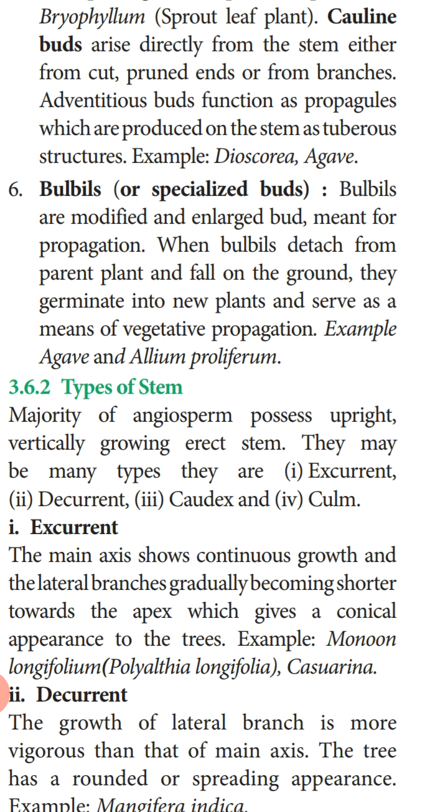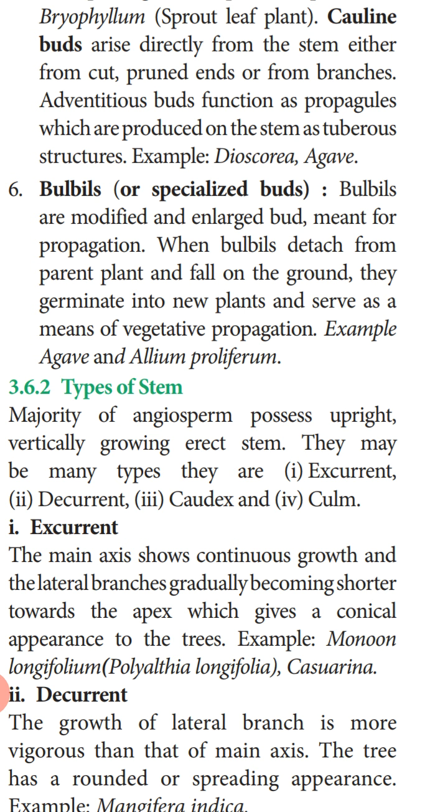Next are the bulbils. What are bulbils? They are multicellular bud-like structures present in the plant, which when detached from the plant develop into a new plant. Bulbils are modified and enlarged but meant for propagation. Propagation again means developing a new plant. When bulbils detach from the parent plant and fall on the ground, they germinate into new plants and serve as a means of vegetative propagation. So these are the different types of buds we have studied which are present on the stem.